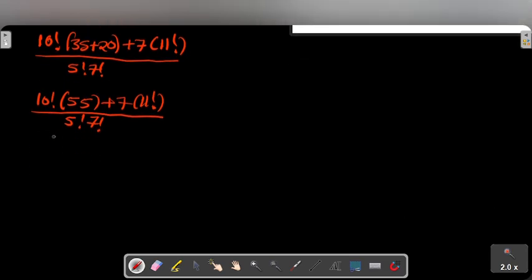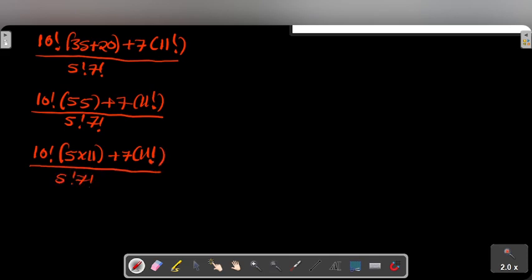So now from here we're going to look at the bigger factorial. So the bigger factorial there, it is 11 factorial. So you're going to say 55 divided by 11. So we have 10 factorial. So when you say 55 divided by 11, it will give us a 5. So you say 5 times 11, nothing has changed. So 7 open, this is 11 factorial. Then that is over 5 factorial 7 factorial.